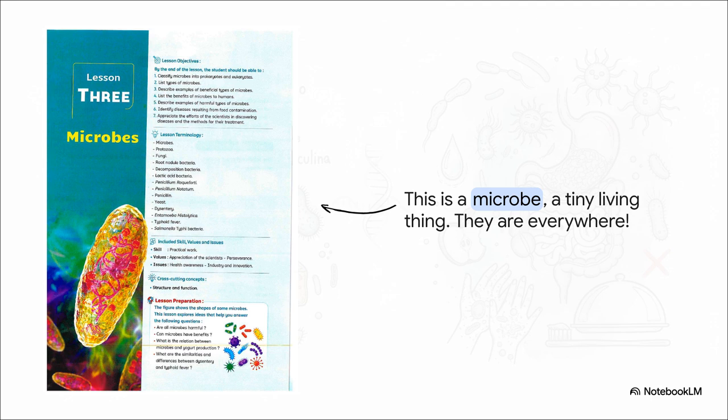Okay, so take a look at this picture from your book. This right here is our first peek. This is a microbe, or as you'd say in Arabic, a ga'in dakik. So what is it? Well, it's a living thing, but it's so small that you can't see it without something special, like a microscope. And get this, they're absolutely everywhere on our planet.